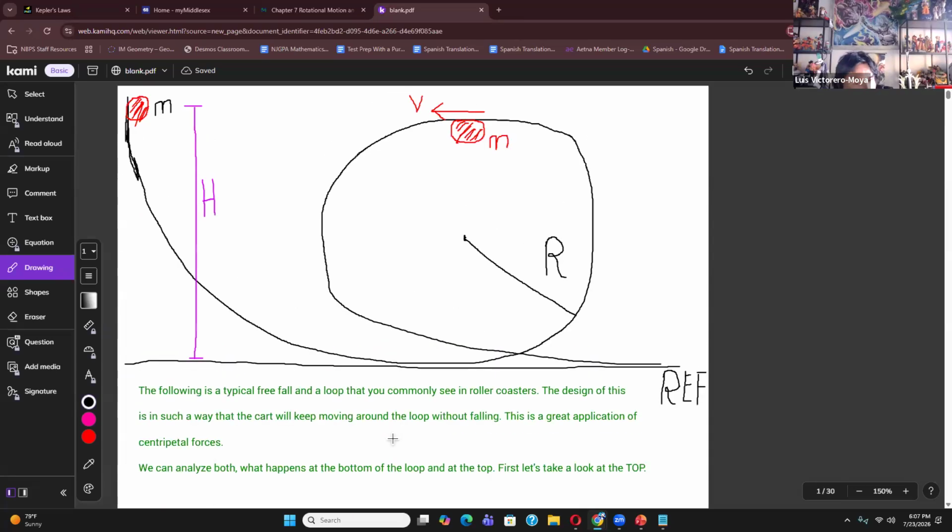This application is what we call the design of loops in tracks. And one of the differences is that in here, you have a vertical loop. So you have a mass that is being dropped, and then you have it going around a loop like this.